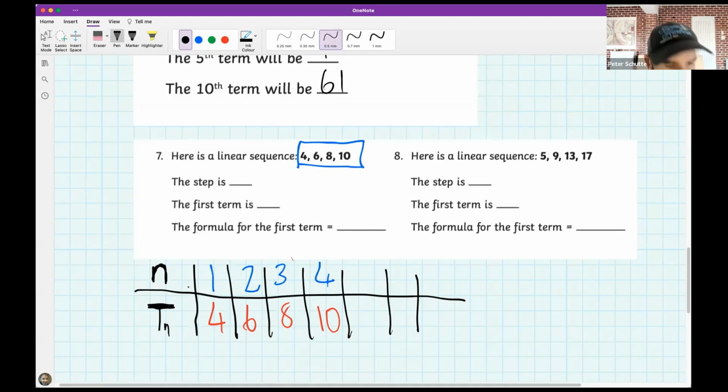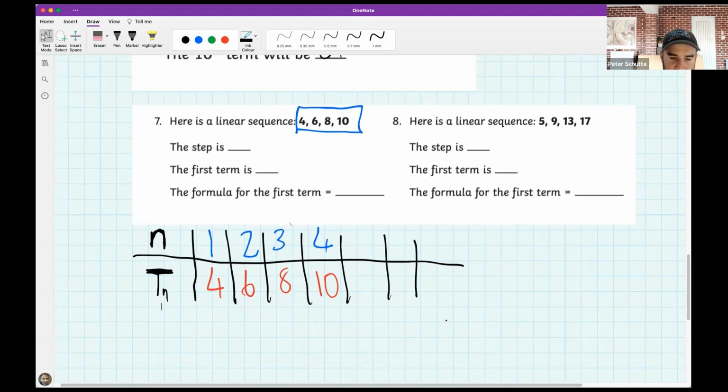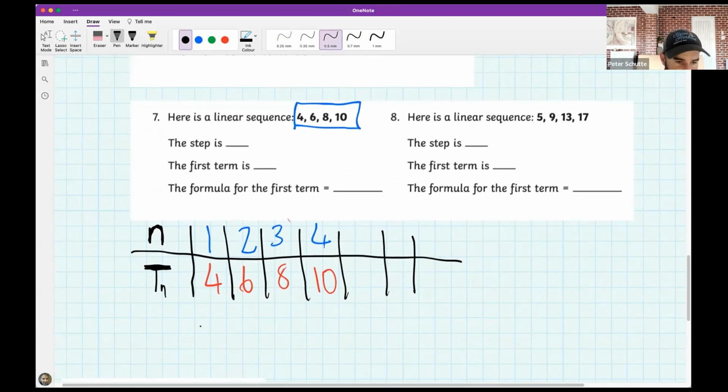Okay, so sometimes instead of it being T, we call it TN. And the challenge of building a formula is to build a relationship between this thing called TN and N. Okay, so that's what we have to do. So this is what I'd start by doing. I start by writing the N, which is the position number, and then I look for the step size. So let's actually do this first thing up here. In this question, the first term is 4 and the step size is 2.